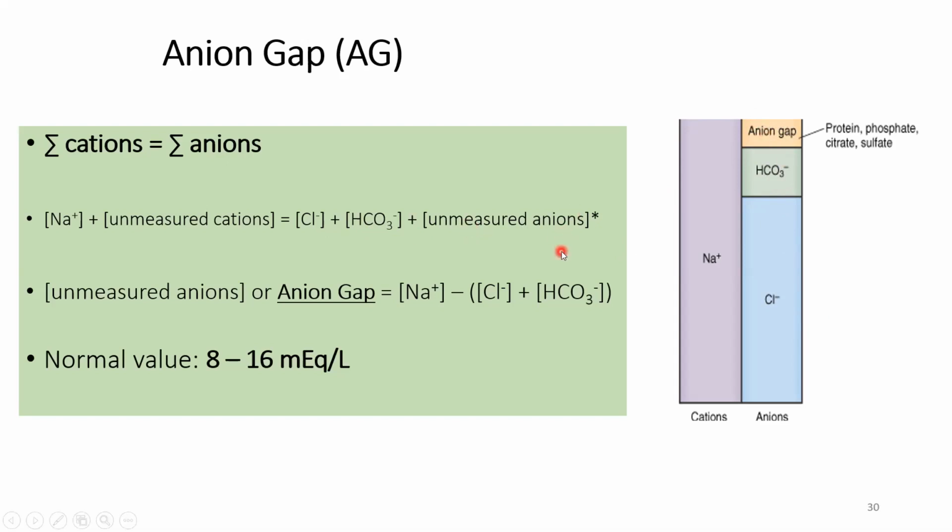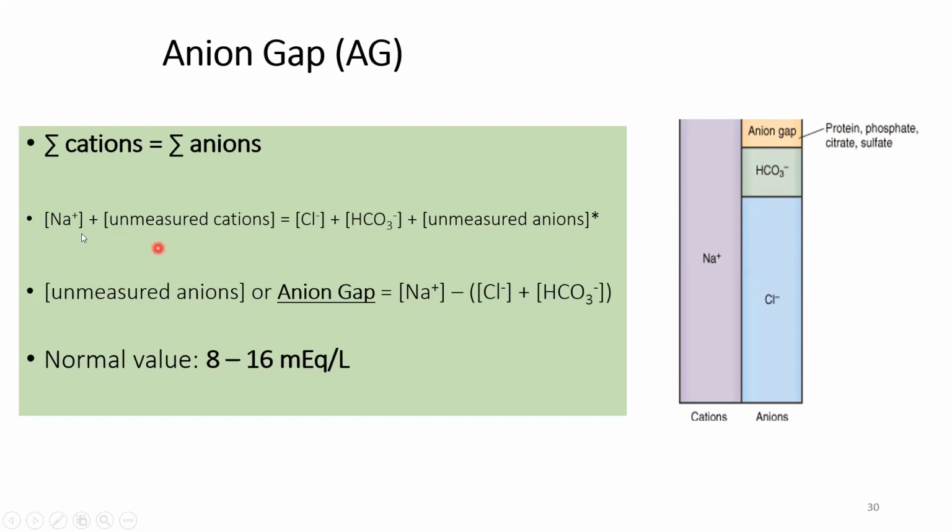Again, they are small and known. They include protein, phosphate, citrate, sulfate, and similar anions. So we don't measure them. We say that, let's say, these are unmeasured anions. Just stay with the program. You'll see how this works out in favor of what we're trying to do.